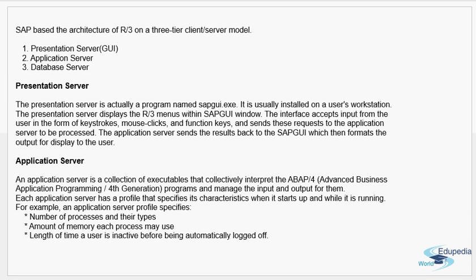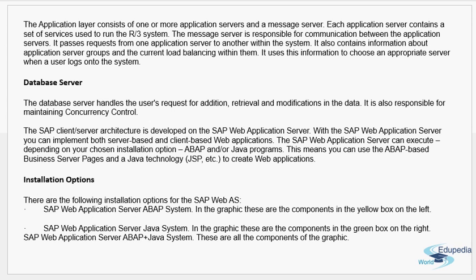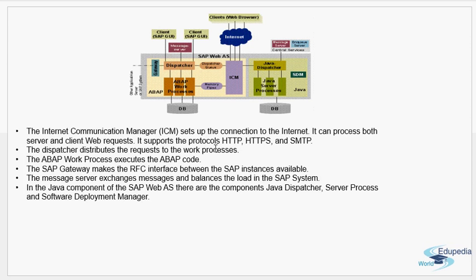It has its own profile, and each SAP system can have n number of application servers, but it has only one database server where all the data is kept. And we have two types of installations, the ABAP system and the Java system. So this is the ABAP part.